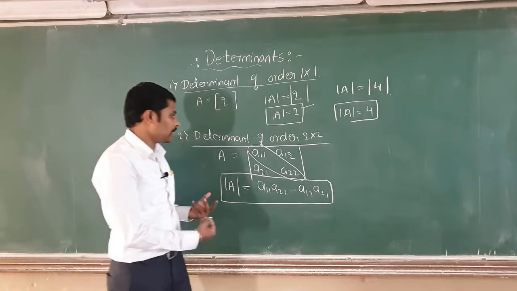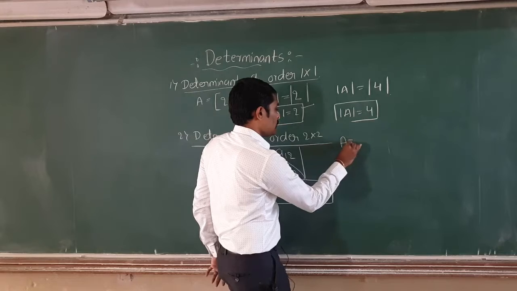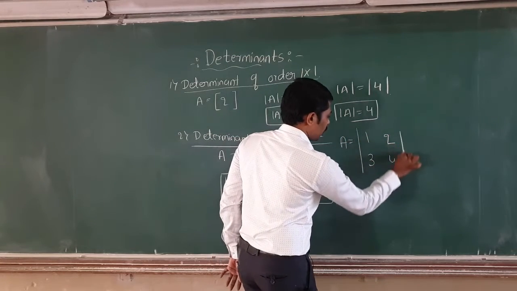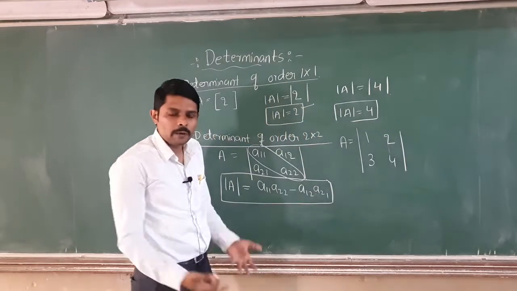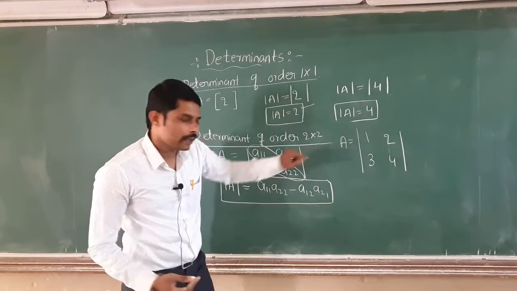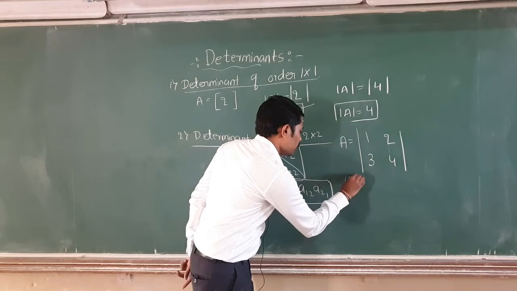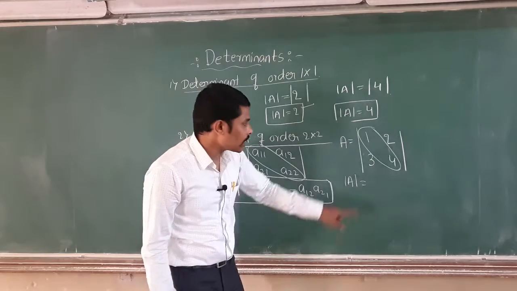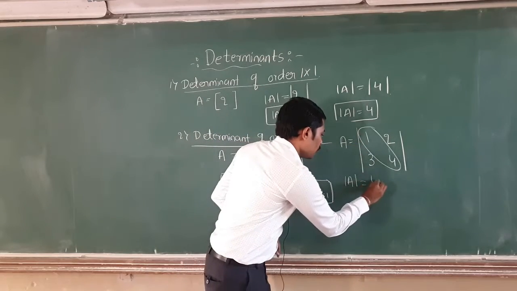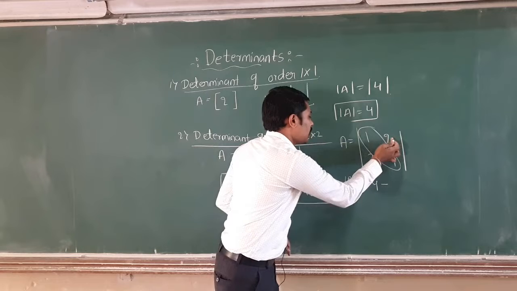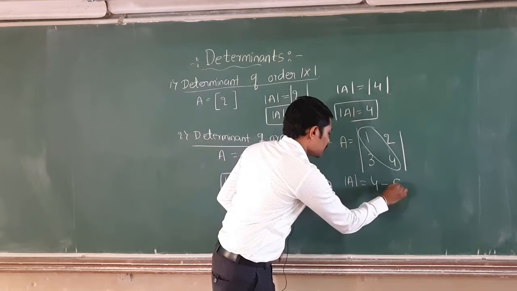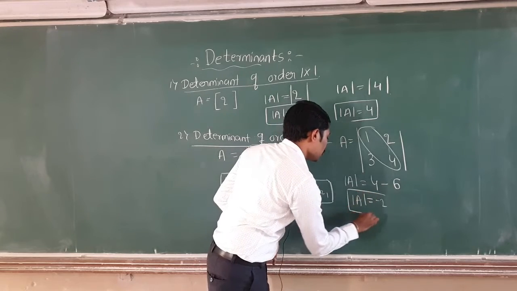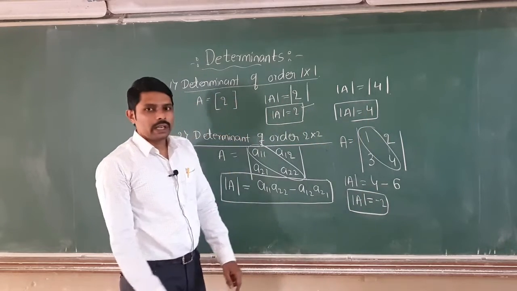We can see one example here. Suppose A is equals to 1, 2, 3, 4. I want to find the value of this determinant. What I told, dear students, determinant of A is equals to, first multiply the principal diagonal elements. So what you will get, 1 into 4, that is 4, minus multiply these elements, 3 into 2, that is 6. So determinant value is equals to minus 2. This is our required answer.